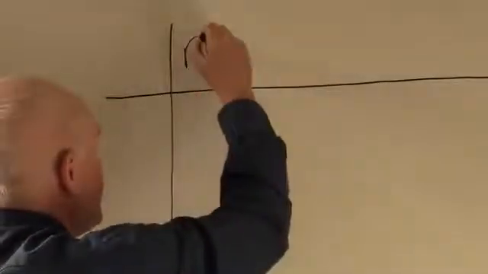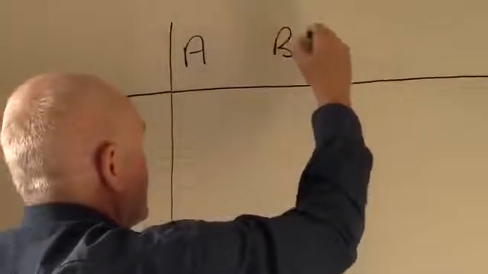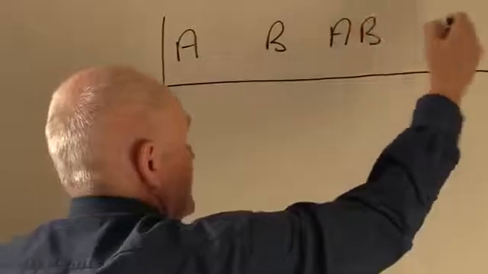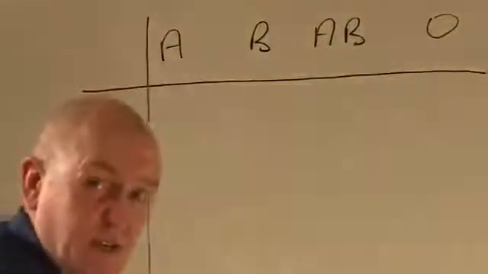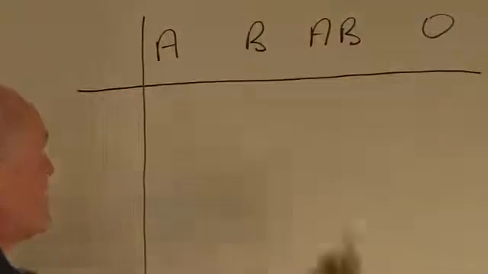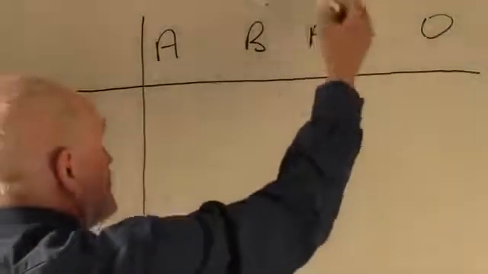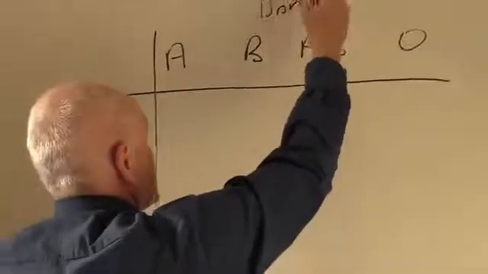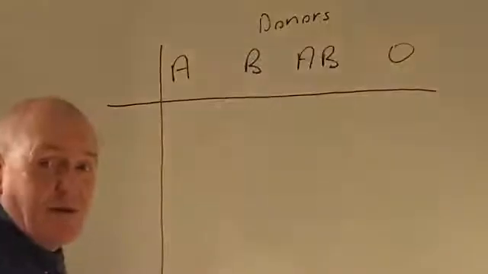What I'm doing here is I'm considering groups A, B, AB and O, or group 0. And I'm going to imagine that these are the donors here. These are donors who are giving their blood.